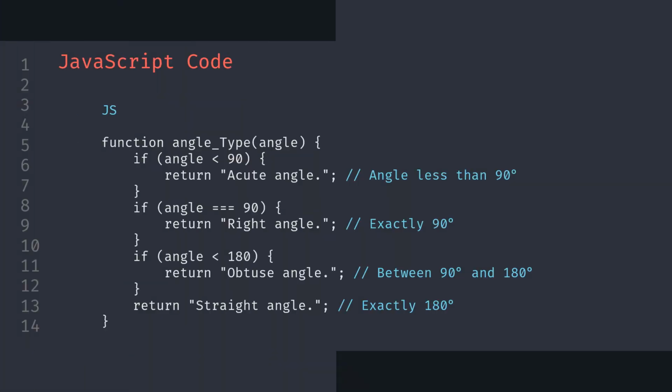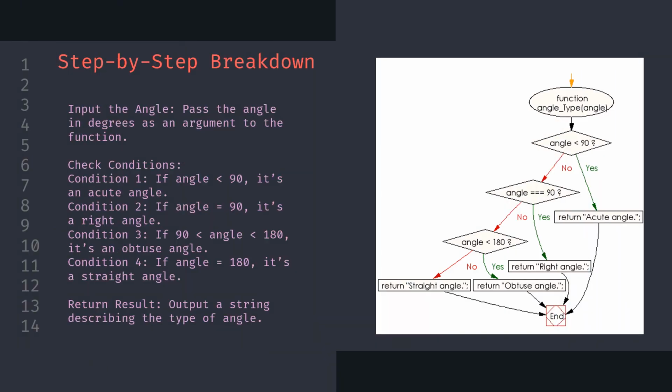This is the JavaScript implementation to classify angles. The program uses conditional statements to compare the angle's measure and return the appropriate type. The function evaluates the angle using a sequence of conditional checks. Based on the value of the angle, it returns the corresponding type as a string.